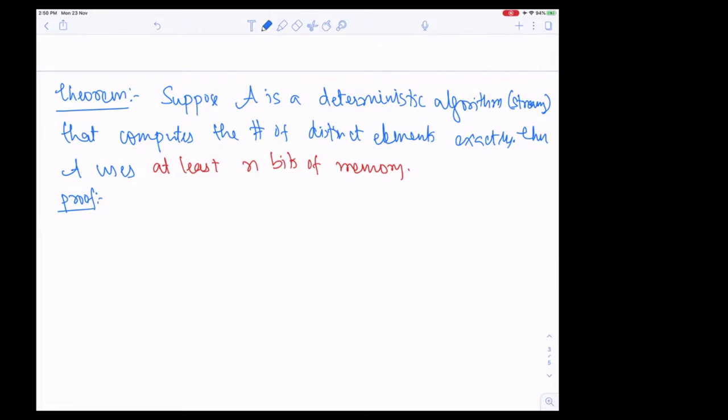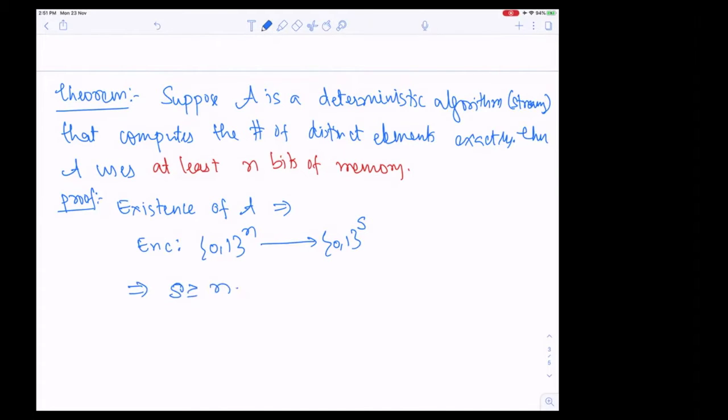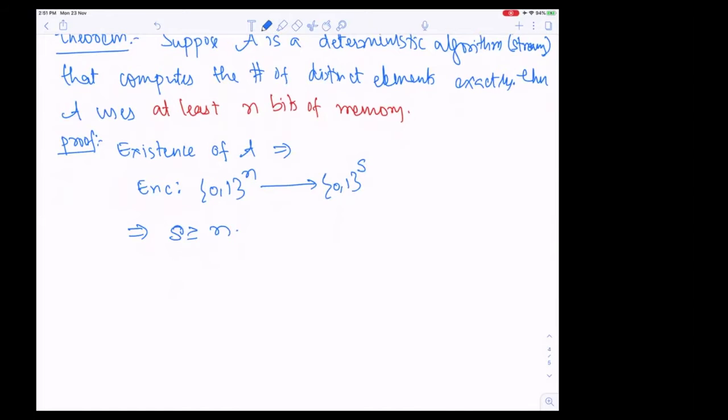Okay, so what we will show is that the existence of A implies an encoding function from {0,1}^n to {0,1}^s. And this will imply that s is greater than or equal to n. So now, how do I define the injection?